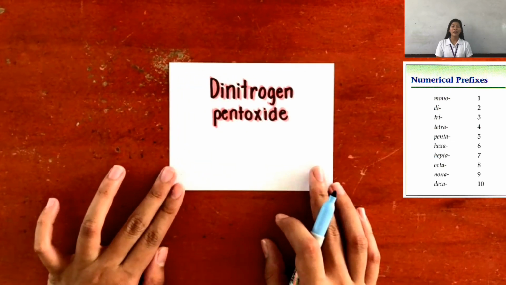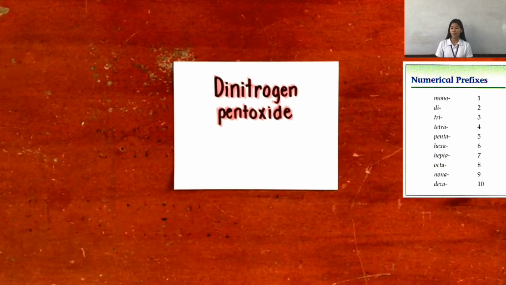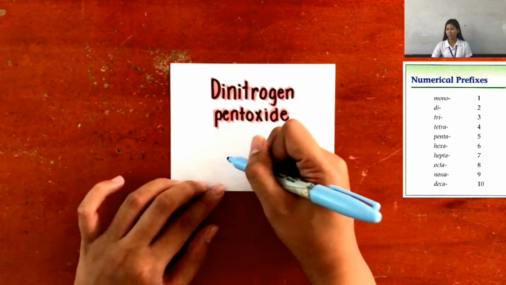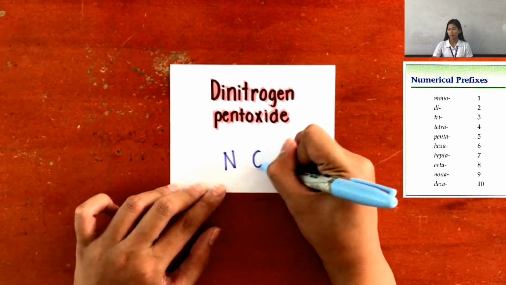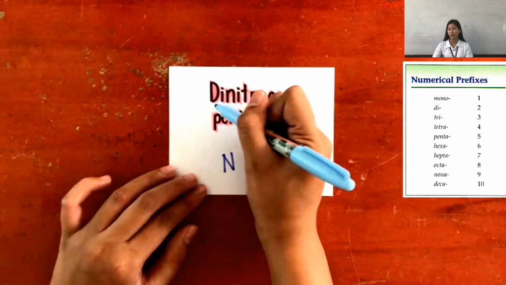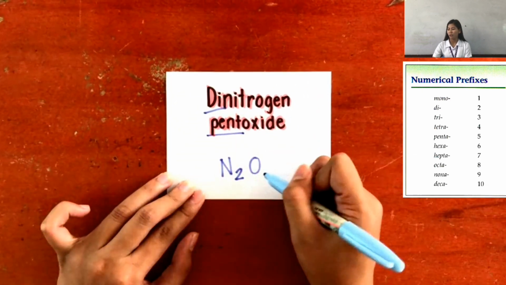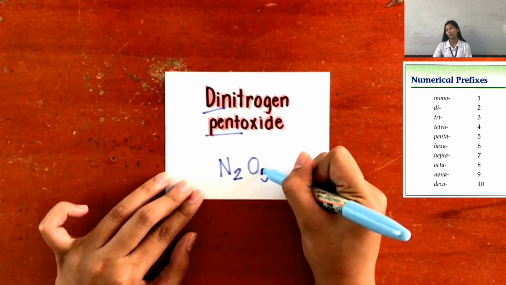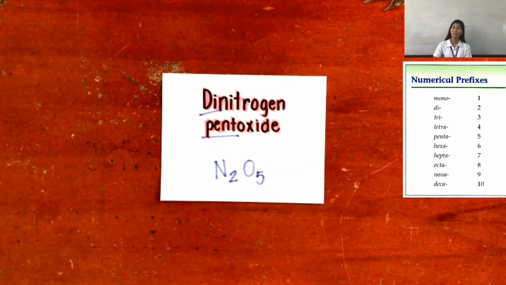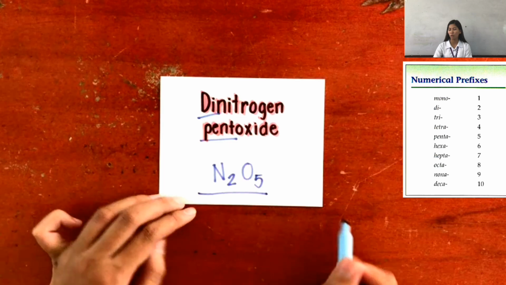So what if we're given dinitrogen pentoxide? We have nitrogen and oxygen. We have a prefix di, so we're going to put 2 in the nitrogen, and penta, which means 5, so we're going to put 5 in the oxygen. So the final answer is N2O5.